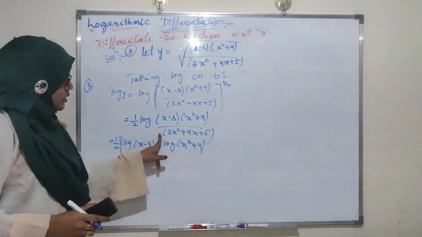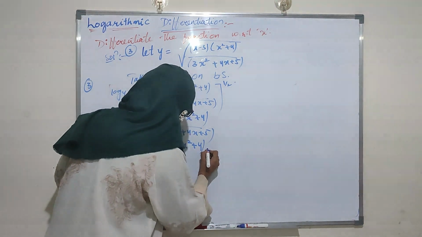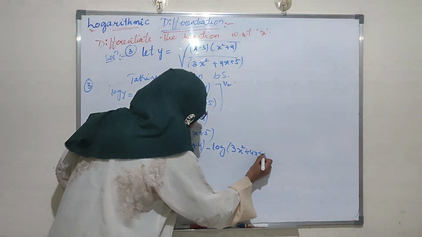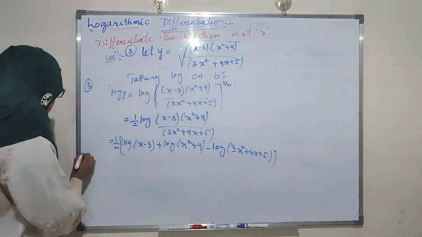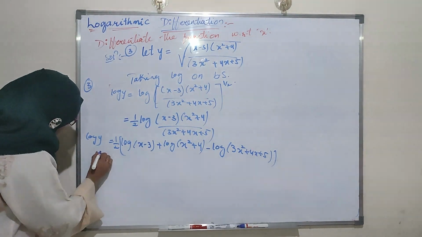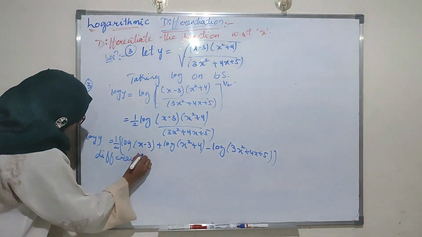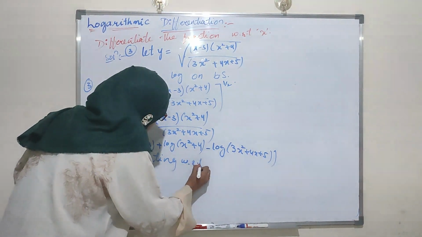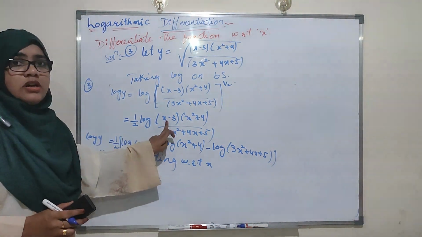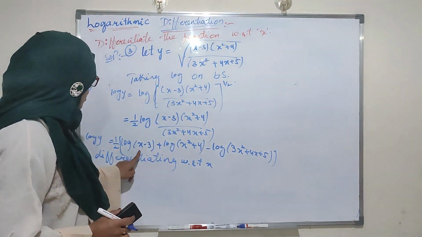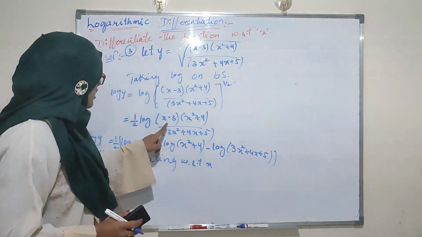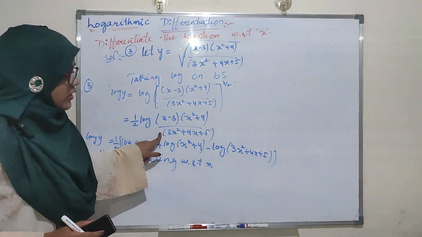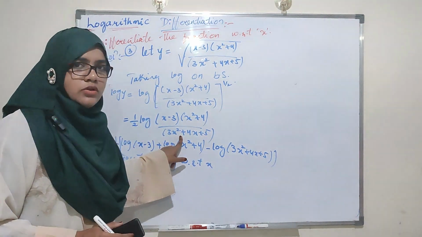This is in the common denominator, so we have to write this one as minus of log 3x square plus 4x plus 5. Now we can differentiate easily, log of y, differentiating with respect to x. How do we write this? By using the log property: log of mn is log m plus log n. So log p by q is log of p minus log of q. If it is in division form, we take minus along with the denominator term.